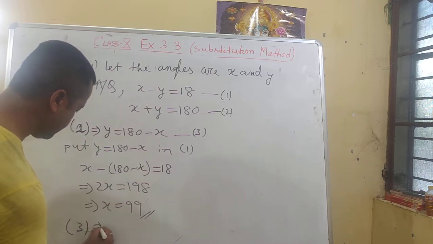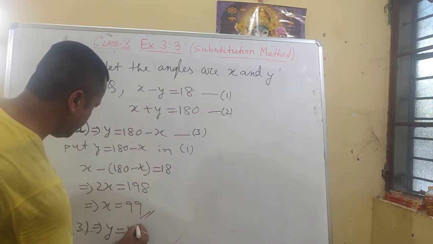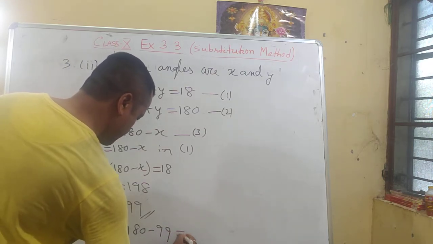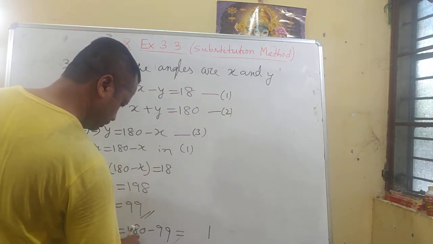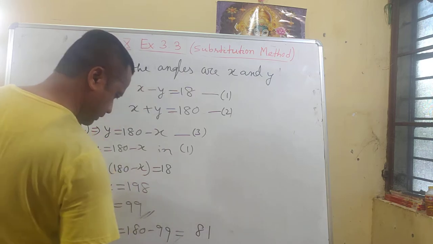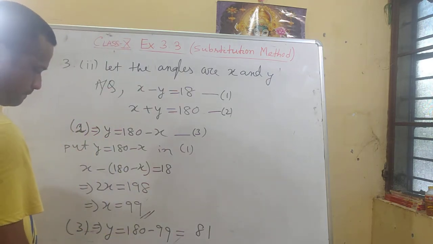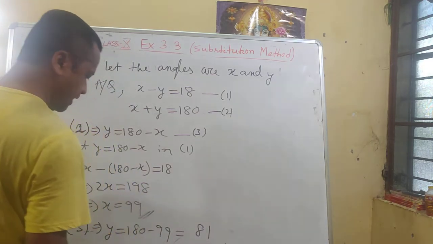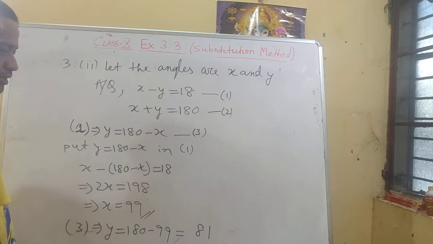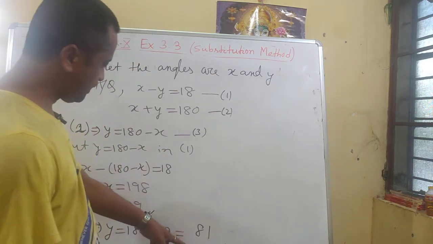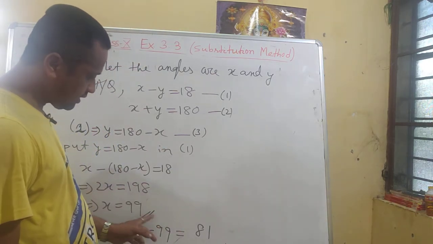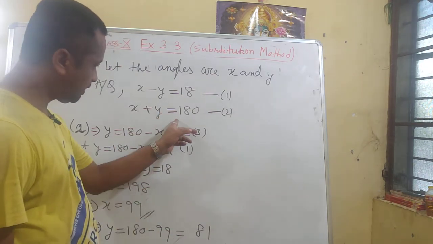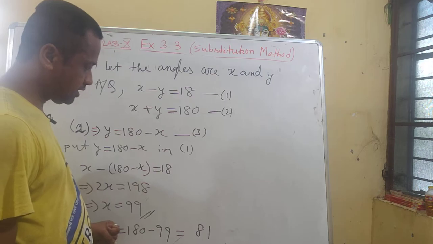Then in 3, y is equal to 180 minus 99, which is equal to 81. So 99 and 81 are the angles. Clearly their difference is 99 minus 81, which is 18, and 99 plus 81 is 180. Both the conditions are satisfied.